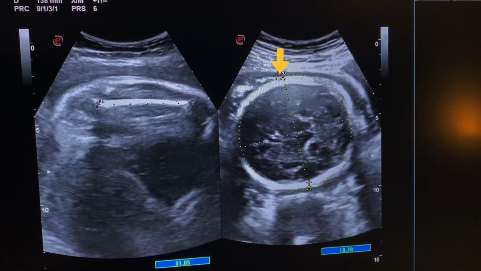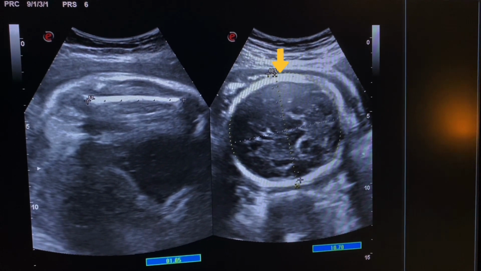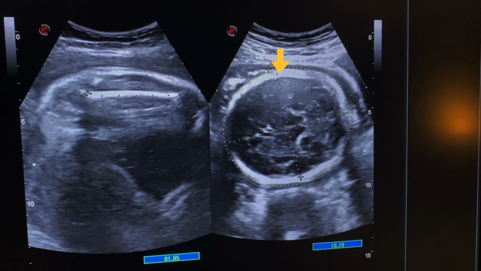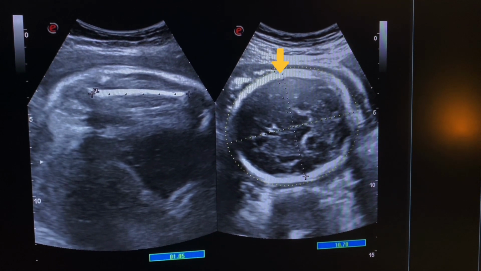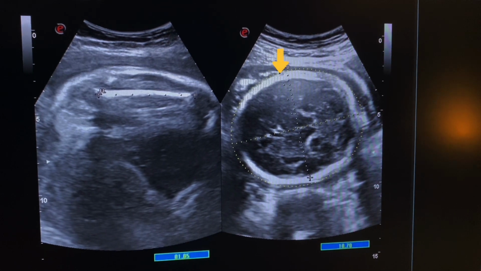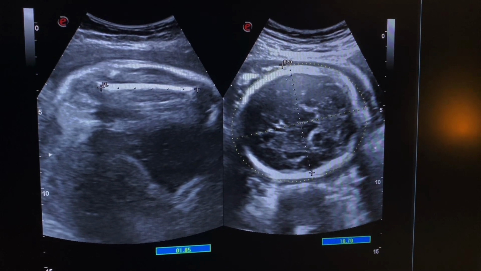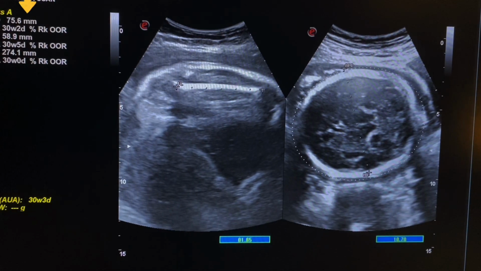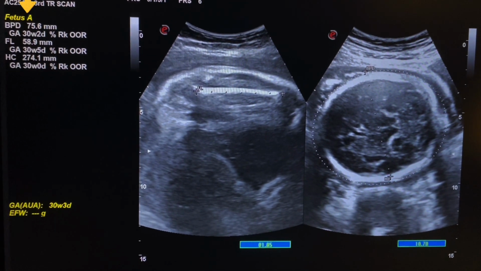Now we will take the head circumference of the fetus. For that we will take the size of the cranial bone. Here we see the measurements and gestational age of the head and femur.